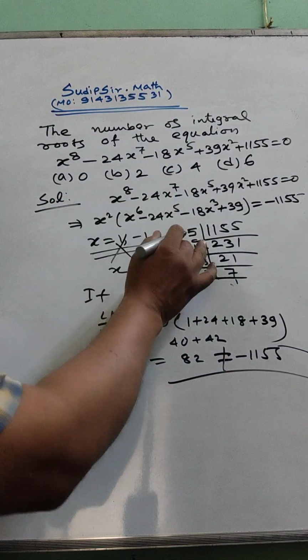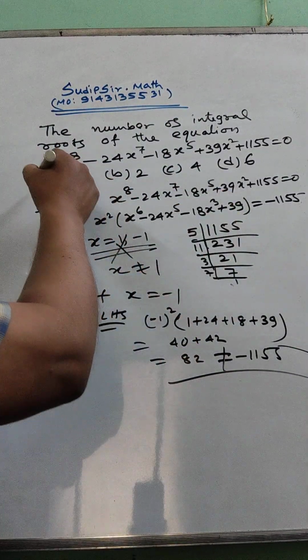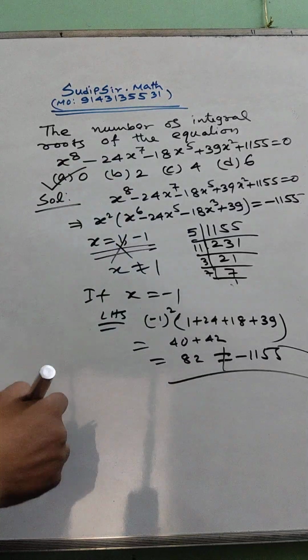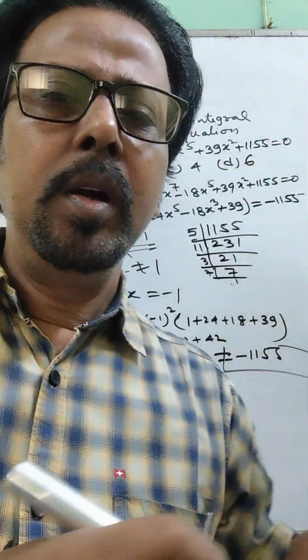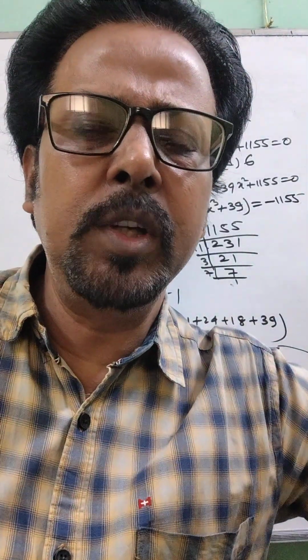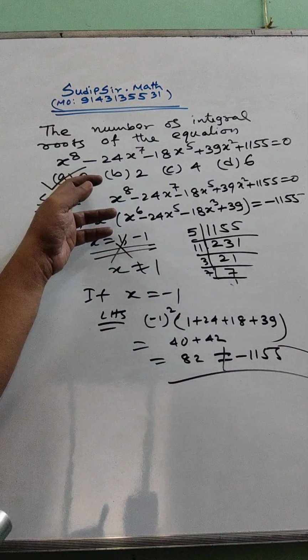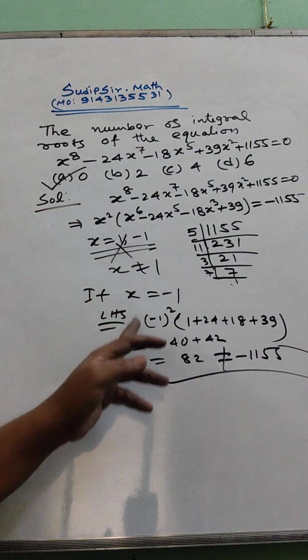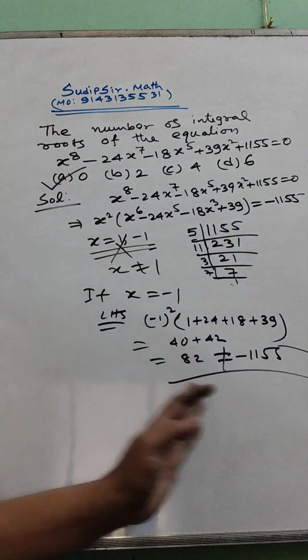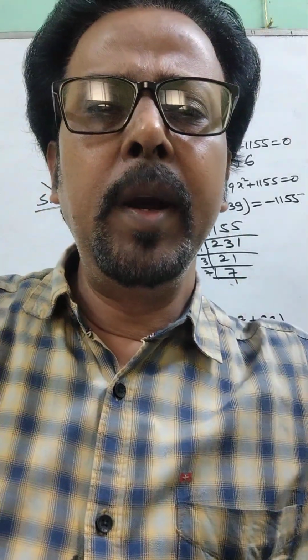So no integral value will satisfy this equation. Okay? No integral value will satisfy this equation. So your option will be 0, A. We have checked all the conditions, but no integral value satisfies this condition. So your answer will be option A, 0.